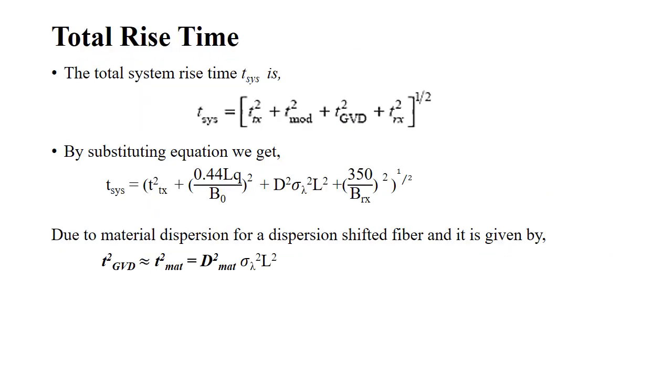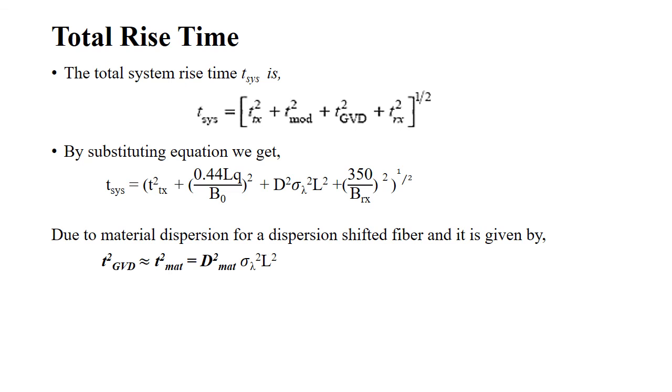So the next one is total rise time. So the total system rise time is T_sys is equal to T_transmitter squared plus T_mod squared plus T_GVD squared plus T_receiver squared, the whole power 1 by 2. So by substituting the equations into this equation, we will get T_sys is equal to T_transmission squared plus 0.44 L power q by B naught, the whole squared, plus D squared sigma lambda squared L squared, plus 350 by B_RX, the whole squared, the whole power 1 by 2.